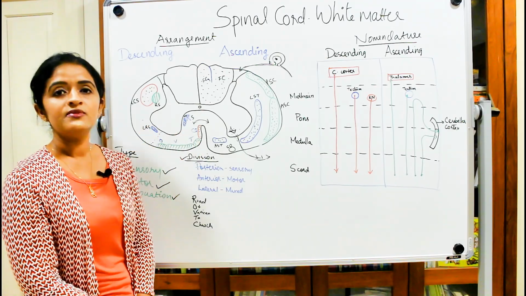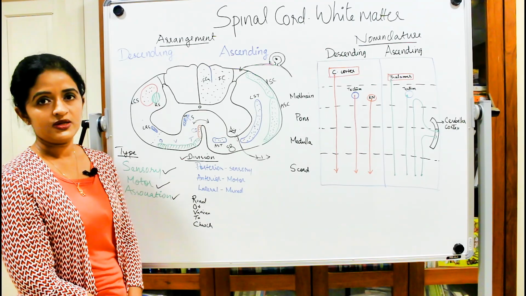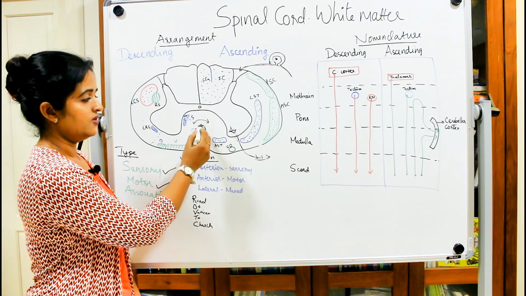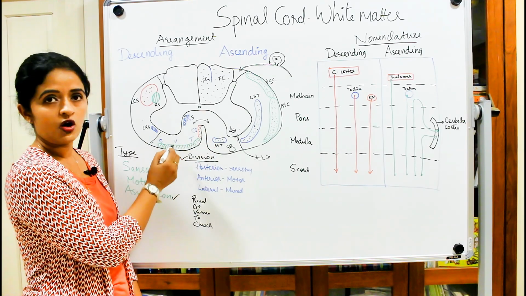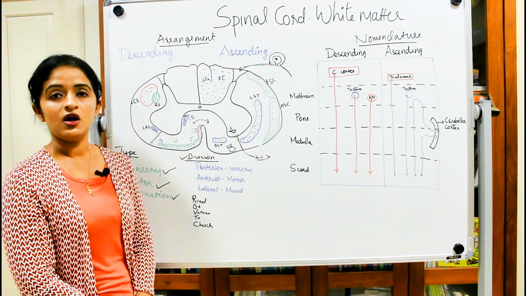So anterior column, lateral column and posterior column. How is this division based? The anterior column extends from the anterior median fissure, this is the anterior median fissure, up to the ventral horn. So this region is known as the anterior column of spinal cord.